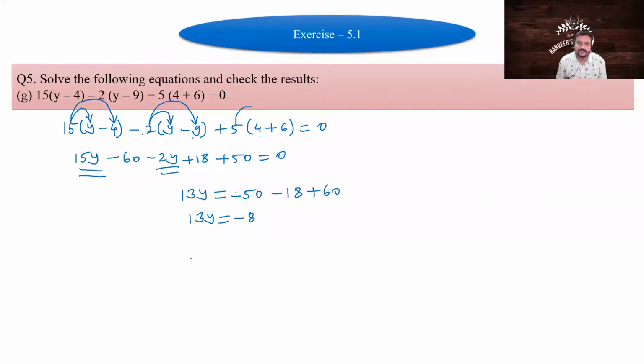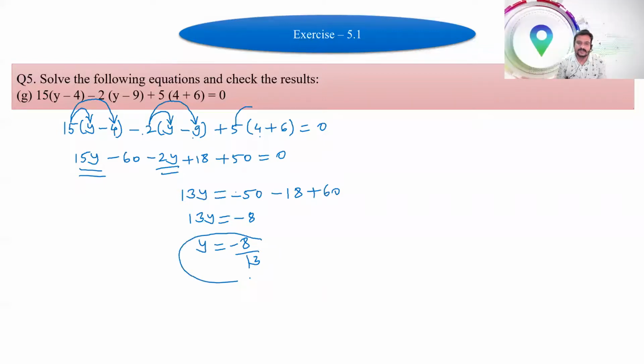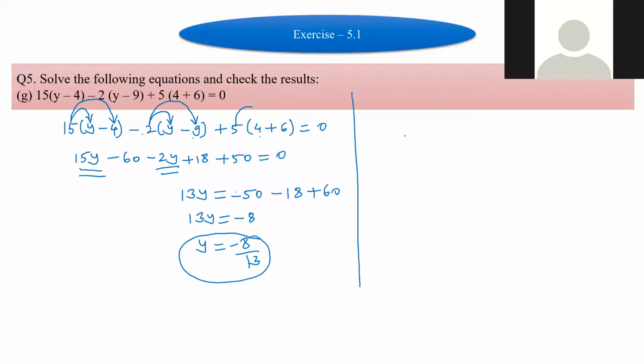-8 it will come. So y is equal to -8 upon 13. Then we will verify it. We will put -8 upon 13 in the place of y. So 15y minus 4 minus 2 bracket y minus 9, plus 5, plus 4 plus 6 is equal to 0. Then we will put y is equal to minus 8 upon 13.